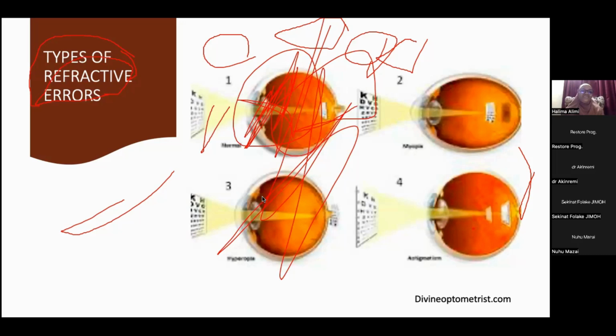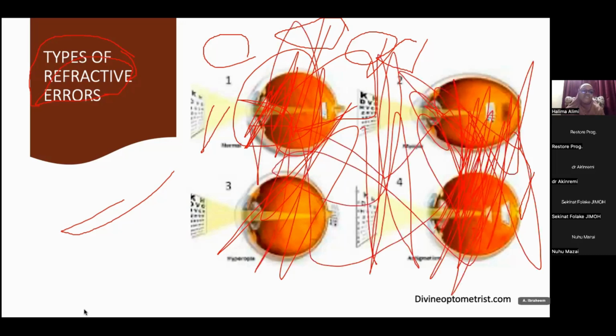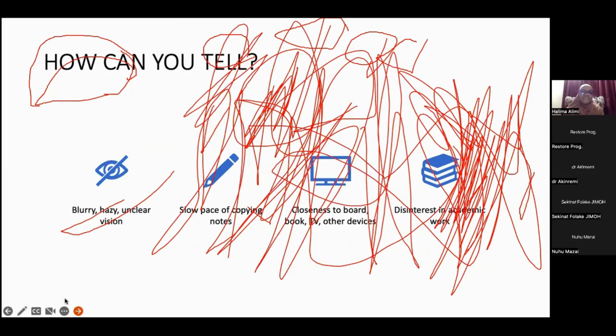Now, how can you tell that a child has a refractive error? Sometimes a child can have a blurry image. The image is blurry. That is in children who can verbalize.